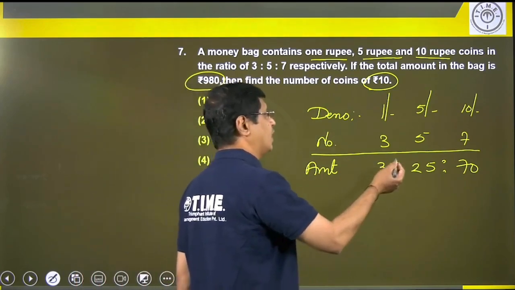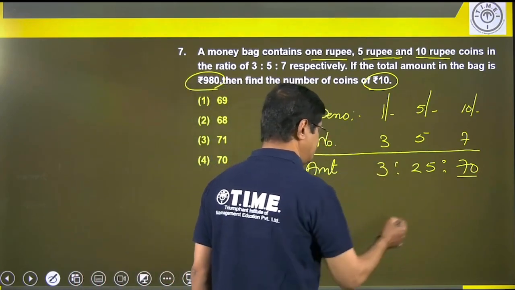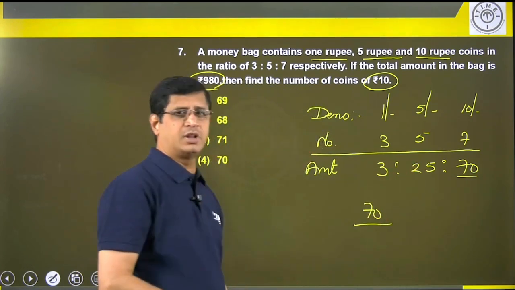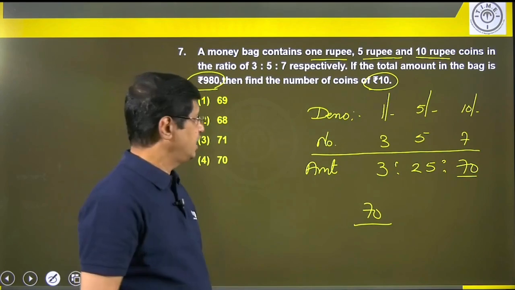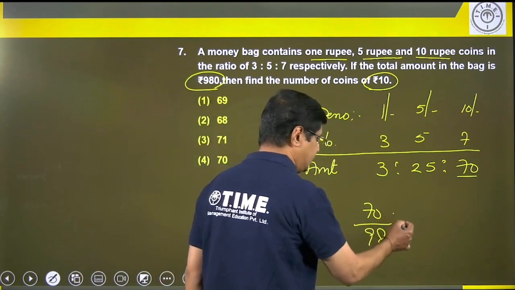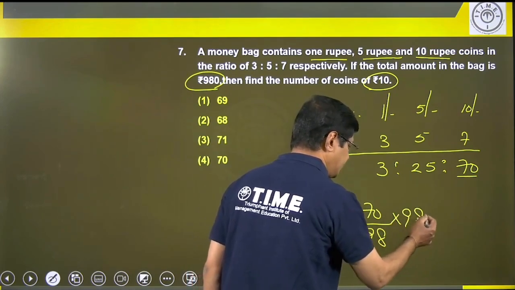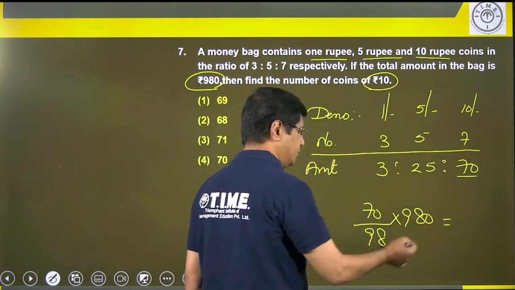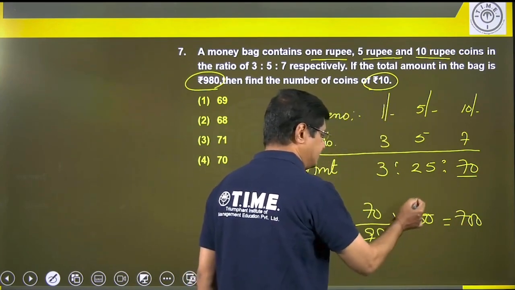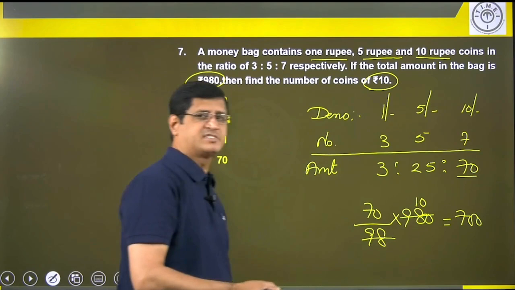In that, 10 rupee coins, how many? So 10 rupee coins means 70 by the sum of the ratios. 3 plus 25, that is 28. 28 plus 70, that is 98. 70 by 98 of 980. Simplify, it will give 700. Now the 10 rupee coins amount is 700.